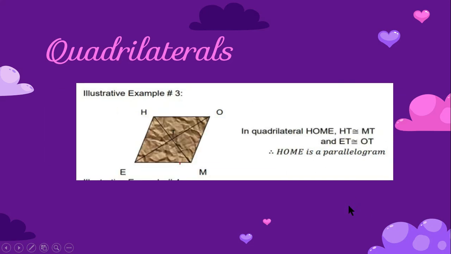Illustrative example number 3. In quadrilateral HOME, HT and then MT, once again, HT and then MT. So this applies to the fifth property of parallelogram. Diagonals bisect each other. So it says that they are congruent, and then ET, which is here, is congruent to OT. So therefore HOME is a parallelogram.